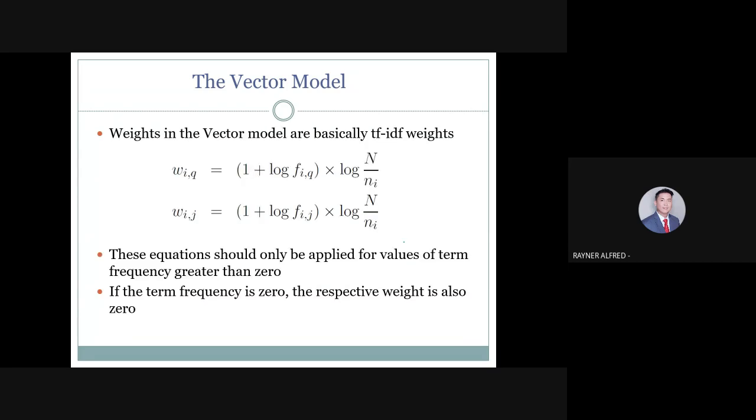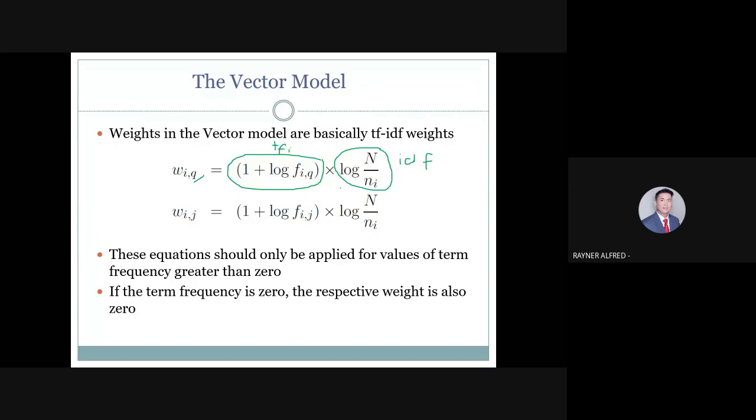Okay, let me show you one example. Referring back to what we have studied before. So this is the TF, right? And this is the IDF. This is the term frequency for keyword 1 in the query. This is the IDF for keyword i in the query. And this is in the document. They are similar.